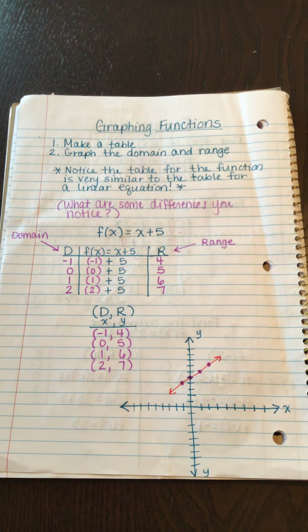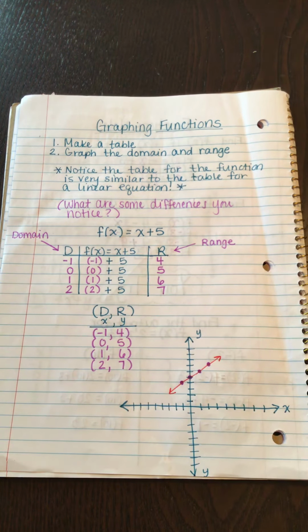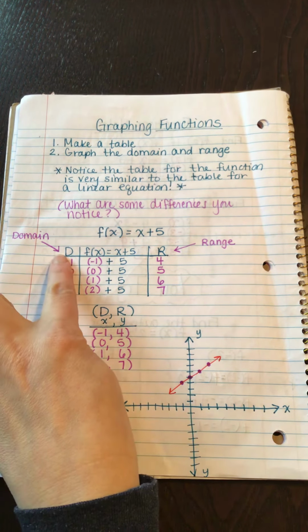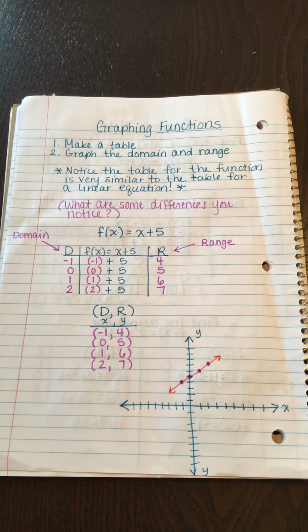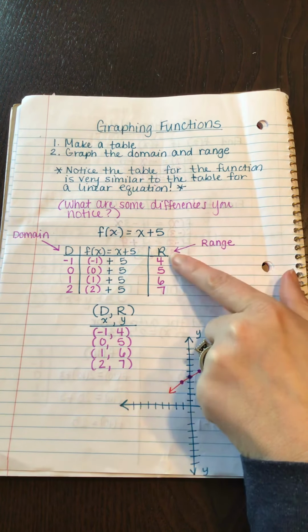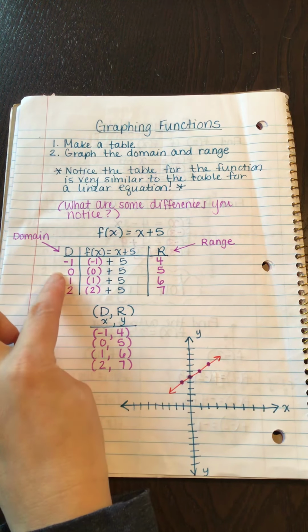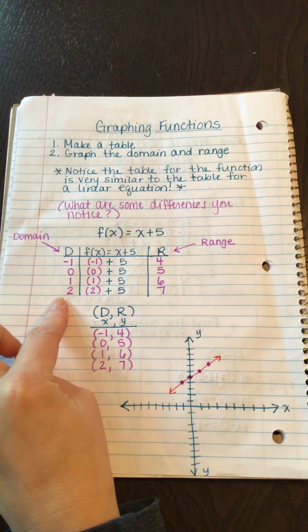Some differences that you should notice are that instead of an x and a y that we were using for our linear, we now have our domain and our range. You also could write the table with x and y if you choose, but it's important that you notice that the domain is what we call the x value and the range is what we call the y value. So you're still going to use the -1, 0, 1, and 2 that we've been using in class.